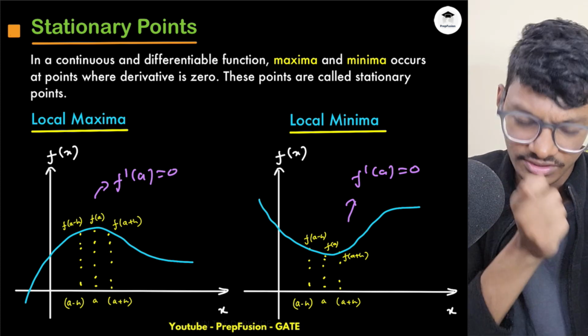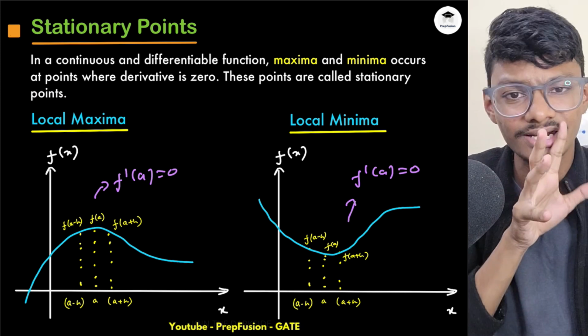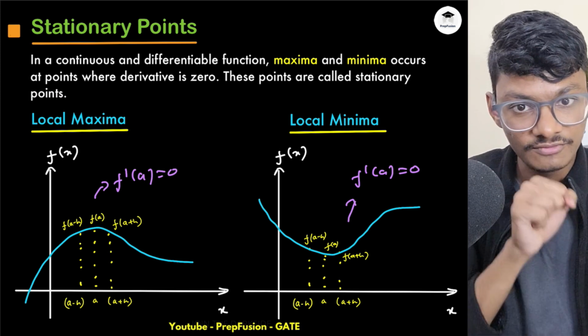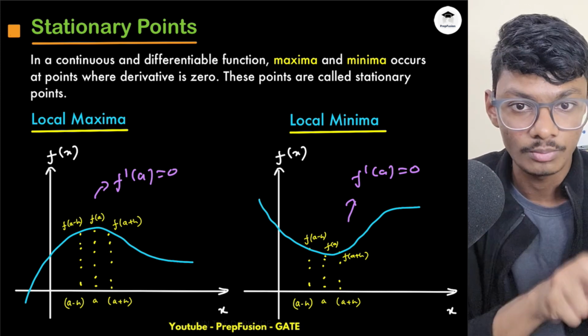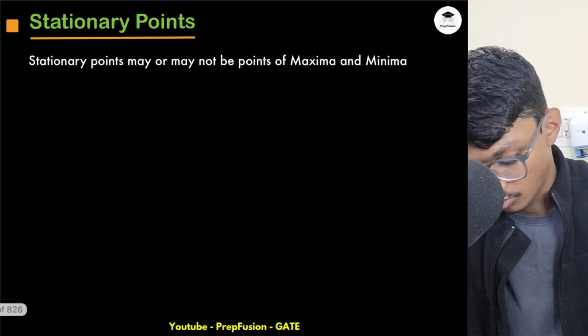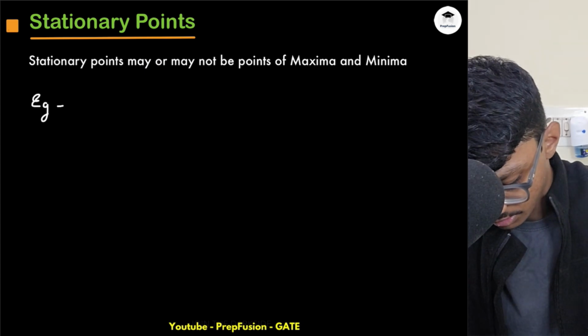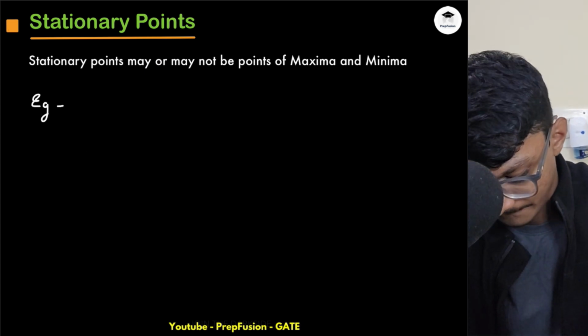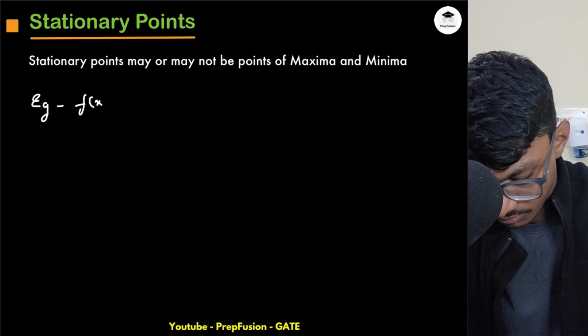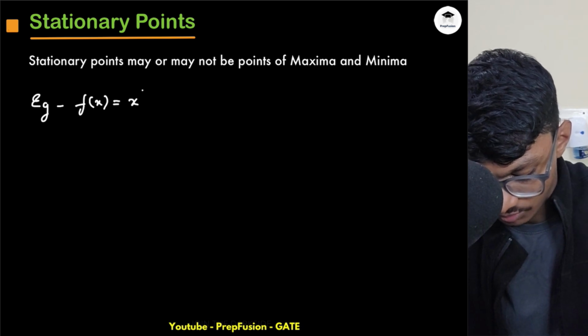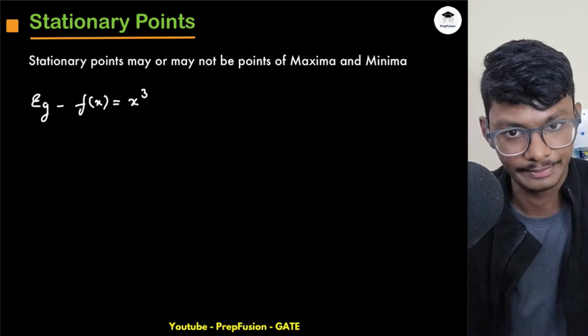But if the derivative of the function is 0, it doesn't necessarily mean that my function will have a maxima or minima at that particular point. So what is the best example? The best example is my f of x equals x cube. This is the best example.